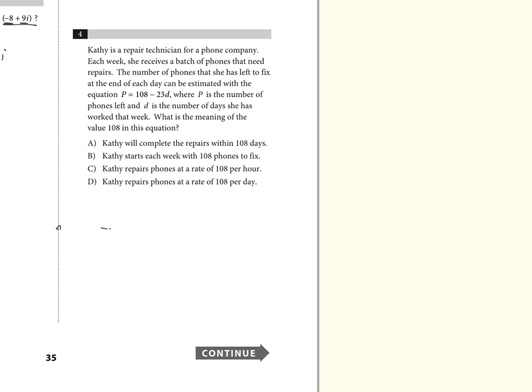Now, if she worked 0 days, then we would have the following equation. P equals 108 minus 23 times 0. So P is equal to 108. So if she's worked 0 days so far, then she has repaired 0 phones, leaving her with 108 phones to repair. So that means that she starts each week with 108 phones to fix. So the answer is B.